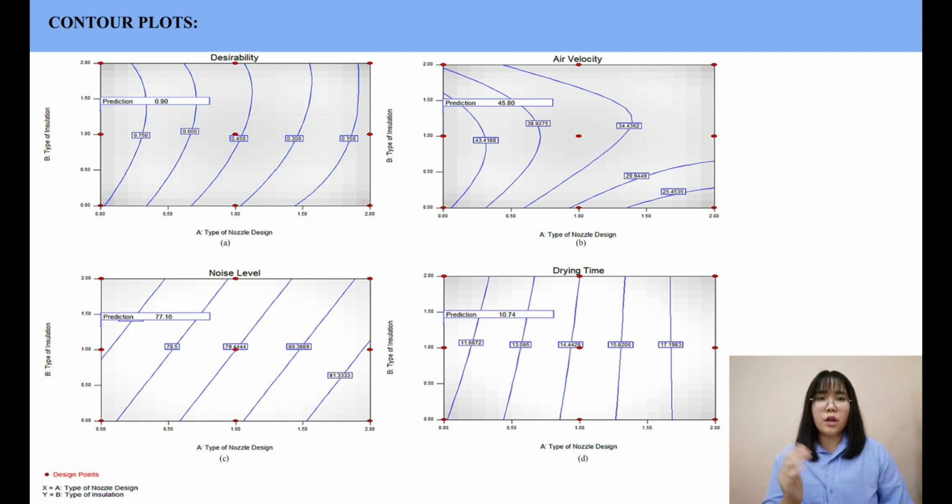Figure on the left shows the contour plot obtained after optimization. Based on the desirability plot, the prediction value of the desirability after optimization is 0.9, while the optimization of air velocity plot shows the prediction value of 45.8 miles per hour after optimization. On the other hand, the optimization of noise level plot shows the prediction value of 77.16 decibel, while the optimization of drying time plot shows a prediction value of 10.74 seconds after optimization.